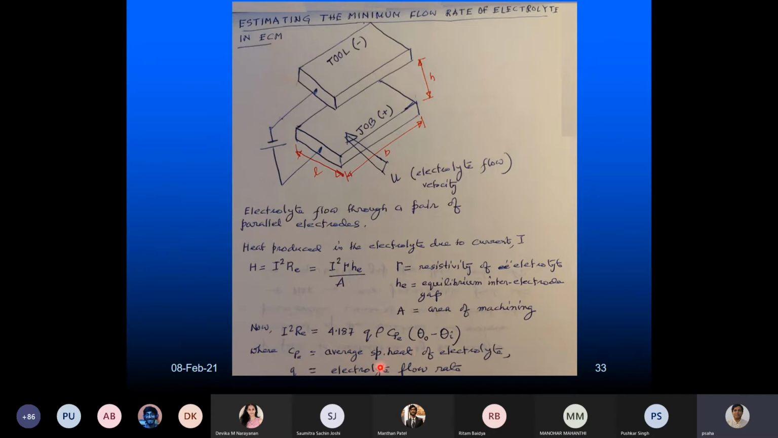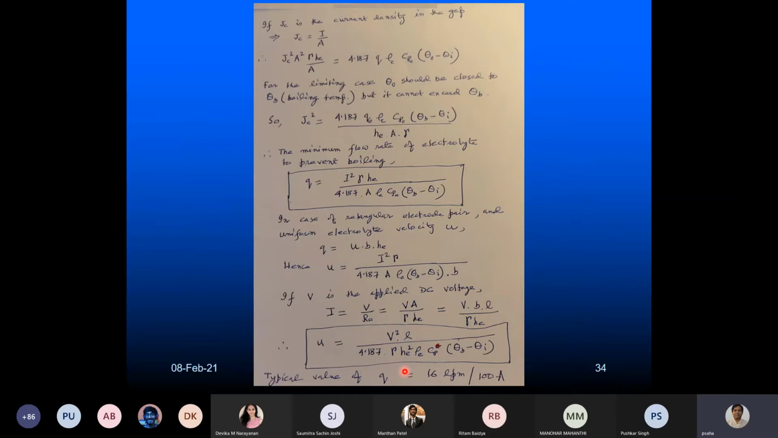Cp is the average specific heat of the electrolyte, and Q is the electrolyte flow rate. If the inter-electrode current density is denoted by Jc, Jc is the current I divided by the machining area A, so Jc is I by A. So the previous relationship, I square into the resistance.